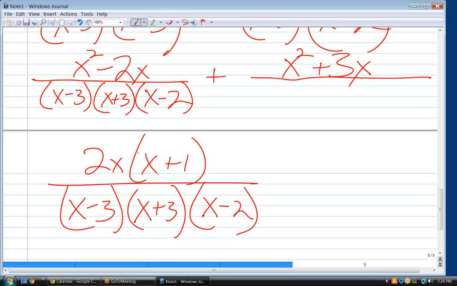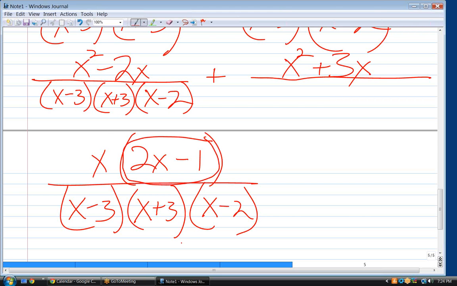I had 2x squared minus x. What am I thinking? 2x squared minus x. I can take an x out only. So I have x times 2x minus 1. If this happened to be the same as one of my bottom linear factors, then I could cancel it. But it's not. I don't have anything the same. So that's my final answer. Now, what's this equal to?